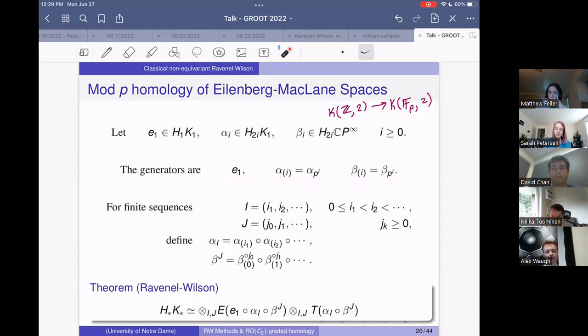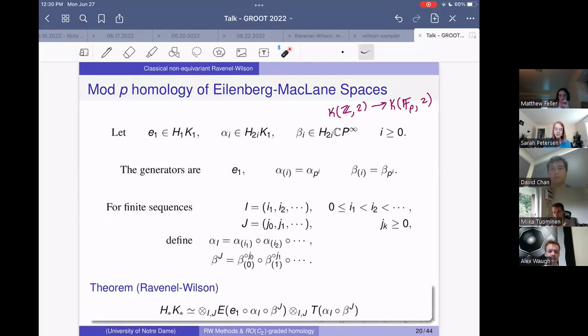And then we need some finite indexing sequences. So we have one that's called I, and here in this indexing sequence, everything is strictly increasing. We have a second indexing sequence where everything is just greater than or equal to 0. And we define some elements in terms of circle products using these.